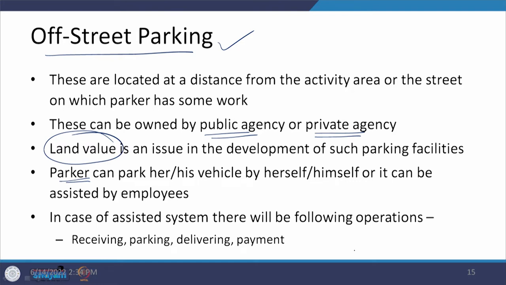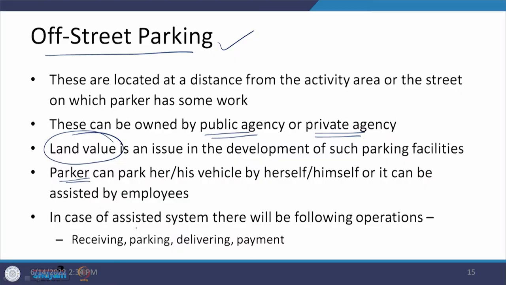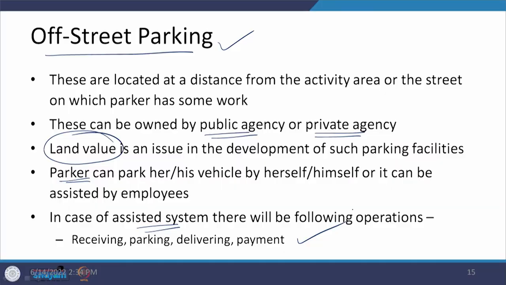One way is that the person comes with the vehicle, searches for a location, parks the vehicle and goes away, and they will get a ticket that they have parked their vehicle there, and whatever the amount is, it is paid to those agencies. Another way is an assisted system. The person comes with the vehicle, hands over the vehicle at the gate of that parking area. The employees of the agency which is managing the parking area receive the vehicle, place it in a location, and when you come back to get your vehicle, they deliver it back to you at the gate itself and the payment is done. So, that is another way of doing it.